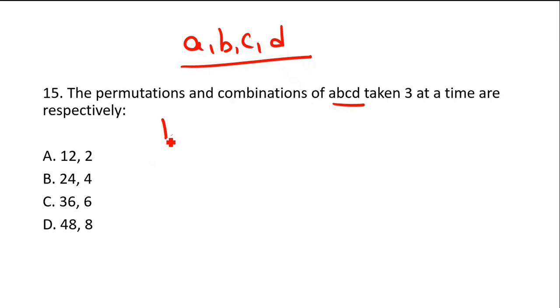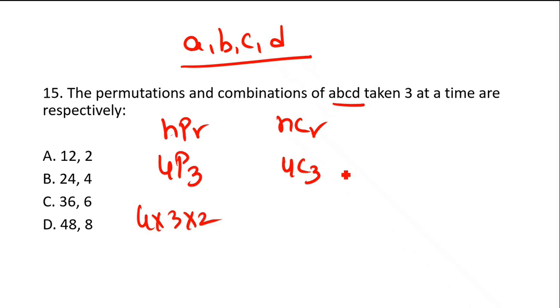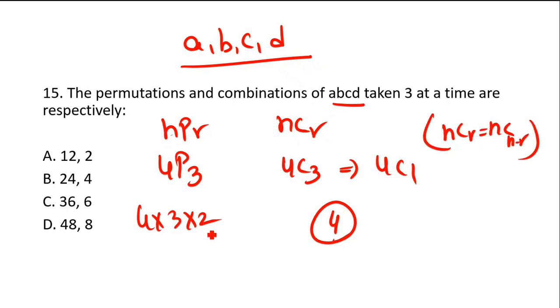So permutation is nothing but nPr, combination is nothing but nCr. The permutation and combination of ABCD taken 3 at a time means we can take four alphabets, right? So taken 3 means doing permutation with any of the 3, doing combination with any of the 3. So it is simply 4P3 and 4C3. 4P3 is 4 into 3 into 2. 4C3 is equal to 4C1, applying nCr is equal to nC(n minus r). You can write it as 4. And 4P3 is 4 3 is 12, 12 2 is 24.